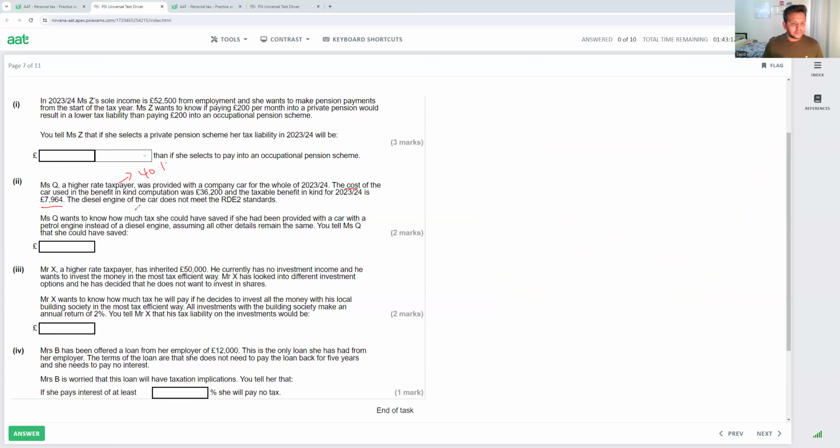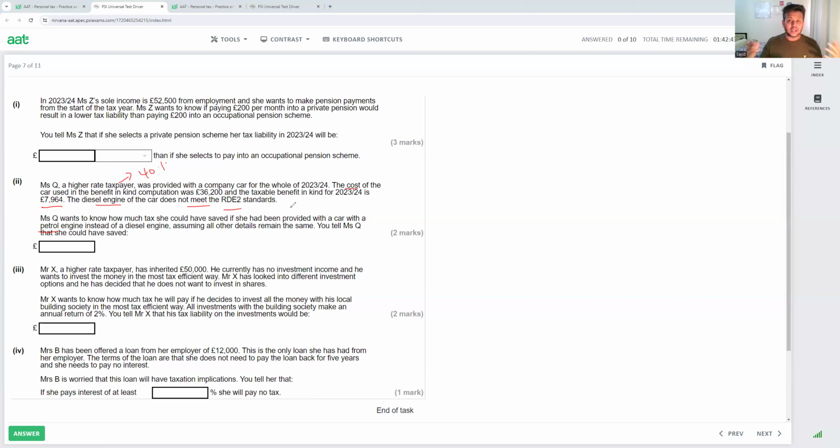The diesel engine of the car does not meet RDE2. So that means 4% extra. If it is a petrol, it's 4% less. If it's diesel, 4% extra. Mrs. Q wants to know how much tax she could have saved if she had been provided a car with a petrol engine, so 4% less than the diesel. Assume all other details remain the same. You tell Mrs. Q how much could have been saved.